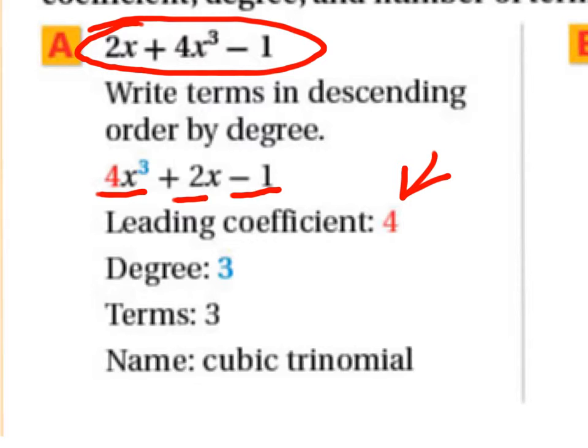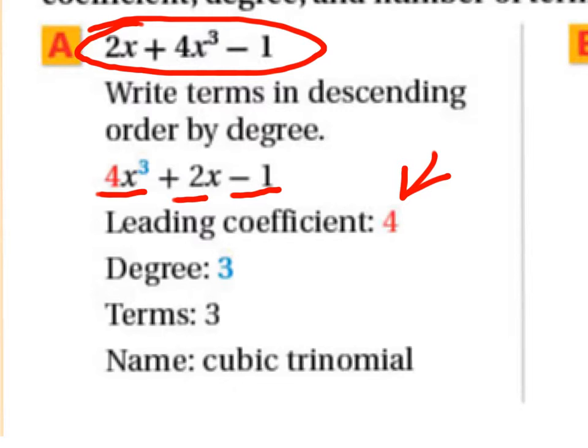The degree of this polynomial. You do not calculate the degree of a polynomial the same as you do a monomial. Notice you have x to the third, and then you have 2x to the first. If you add those together, it's 4, which is not right. Monomial degrees are calculated differently than polynomial degrees.